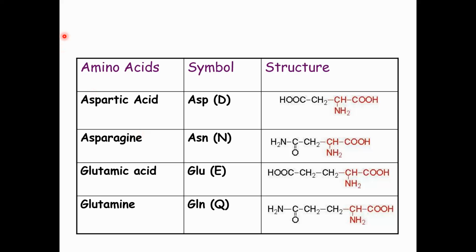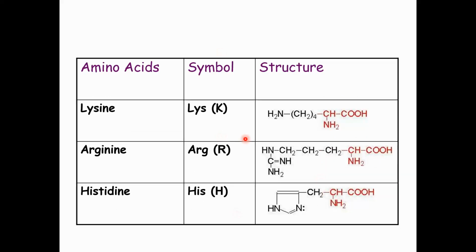For aspartate, although aspartic acid starts with A, we do not use the symbol A, we use D. You have to memorize that for aspartic acid we use D, for asparagine we use N, for glutamic acid we use E instead of G, and for glutamine we use Q instead of G. We can see here that the R chain is getting more complex. For lysine we use K, and for arginine, ARG, we use R, and for histidine we use H.